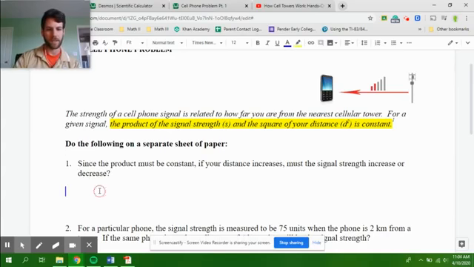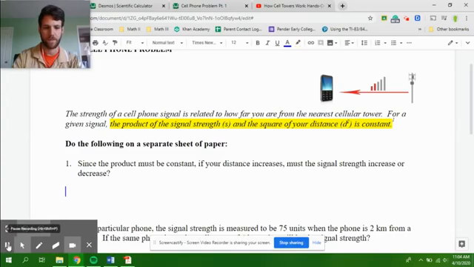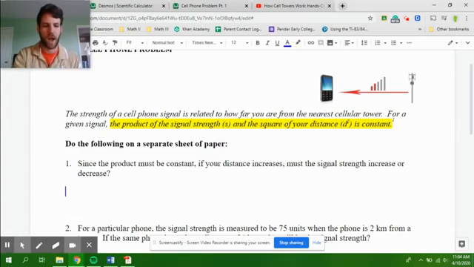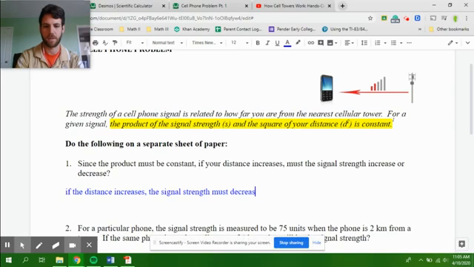To answer this question, I would say if the distance increases, the signal strength must decrease. It's got to equal the same thing when they are multiplied. So if one goes up, the other has to go down.